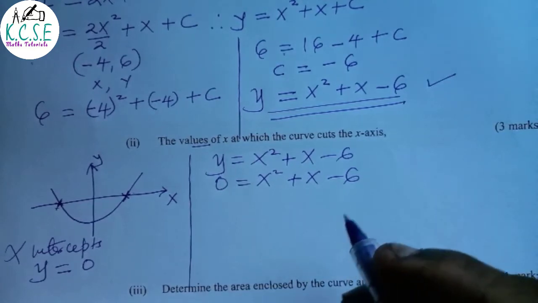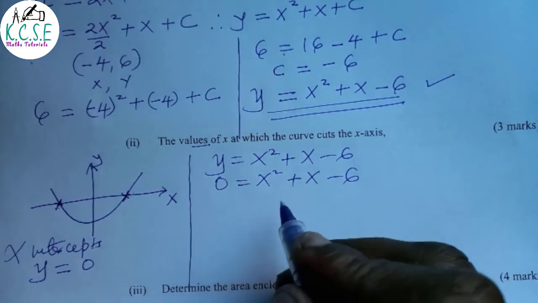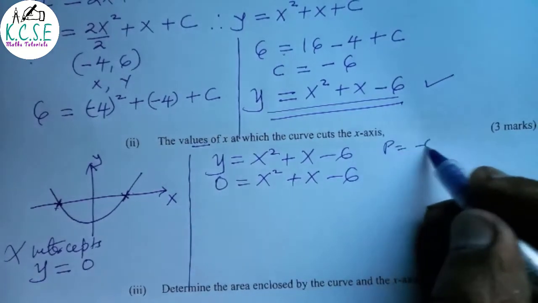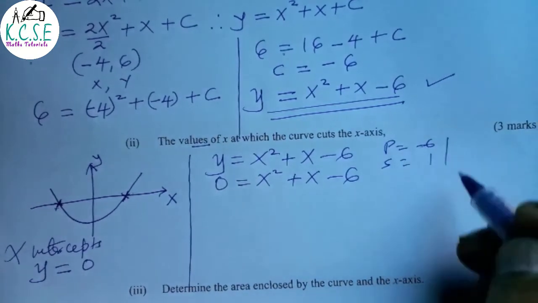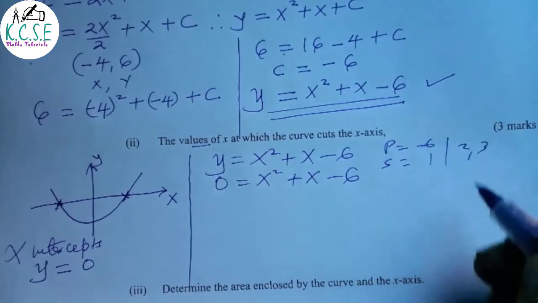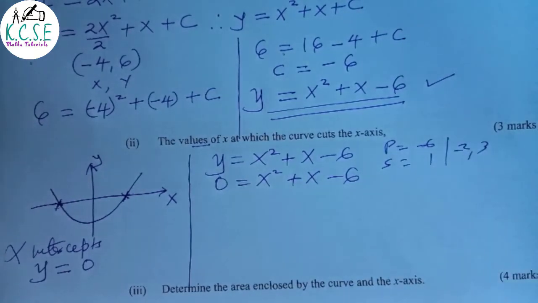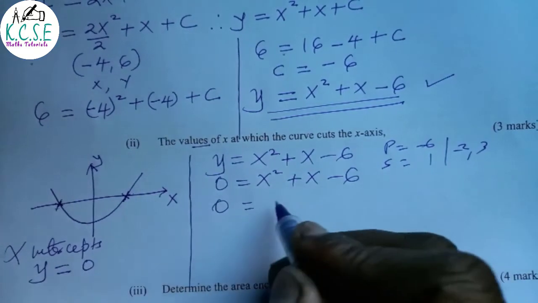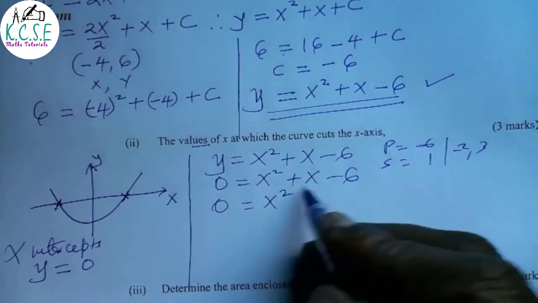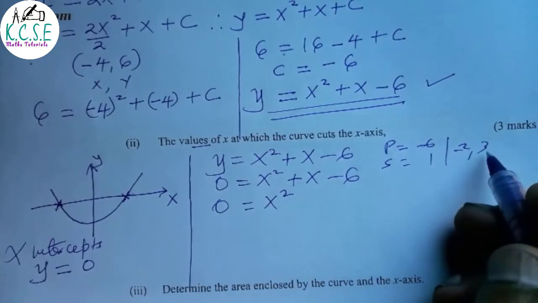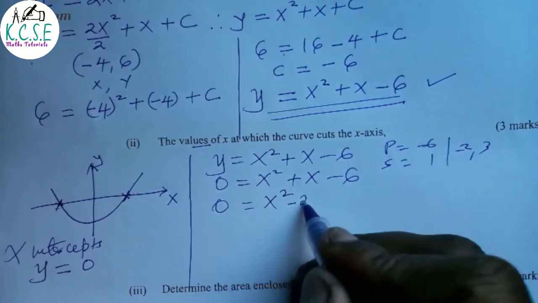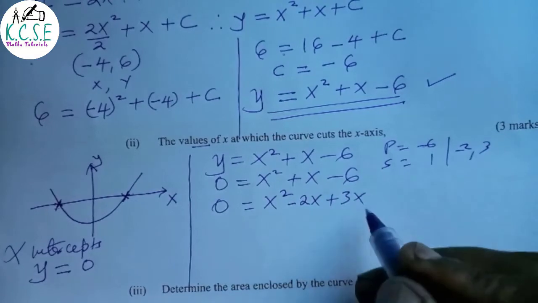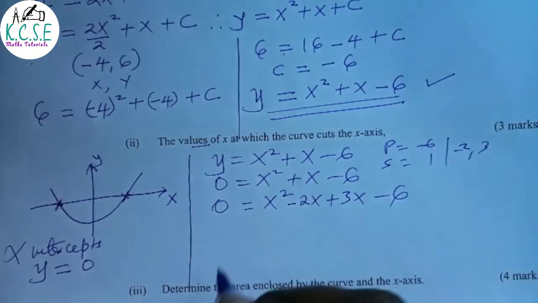I'll use factorization. So just look for two numbers whose product is -6 and sum is 1. These are -2 and 3. Yes. So we have 0 equals x squared. So I write x using -2 and 3. So this will be -2x plus 3x, subtract 6.